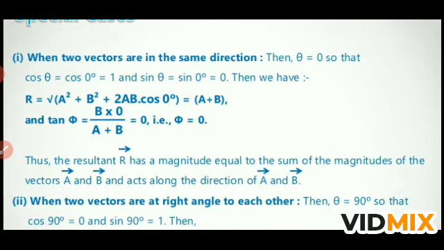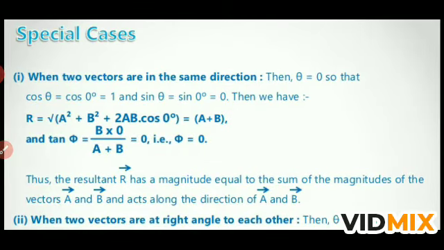The first one is when the two vectors are in the same direction. When the vectors are in the same direction, the angle theta between them is 0, so cos theta is cos 0, which is equal to 1, and sin theta is sin 0, which is equal to 0. So we apply this to the relation. The resultant R is equal to the square root of A square plus B square plus 2AB cos 0. Since cos 0 is 1, we can write A square plus B square plus 2AB, or it can be written as A plus B whole square, and taking the root we get A plus B. So when the angle between the two vectors is 0, the resultant will be A plus B.